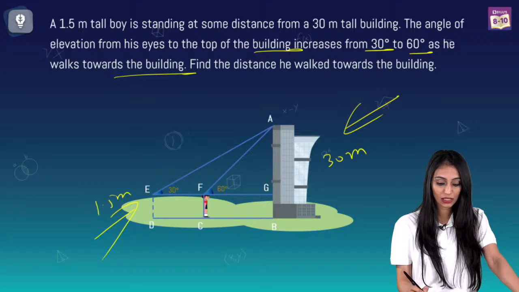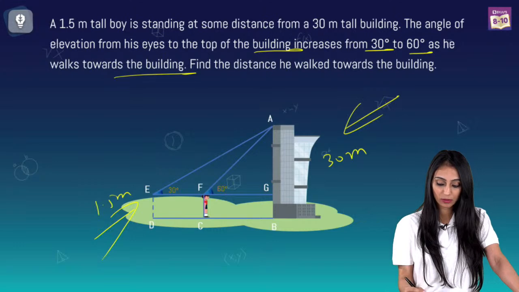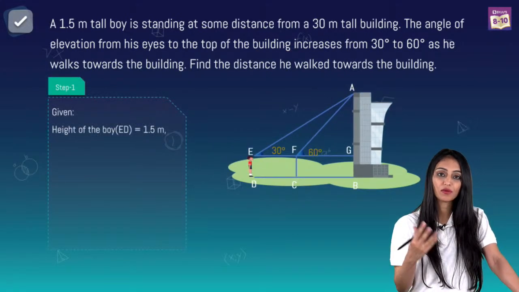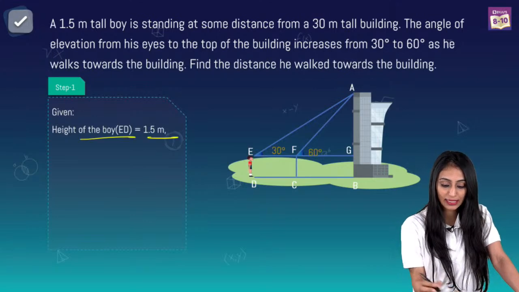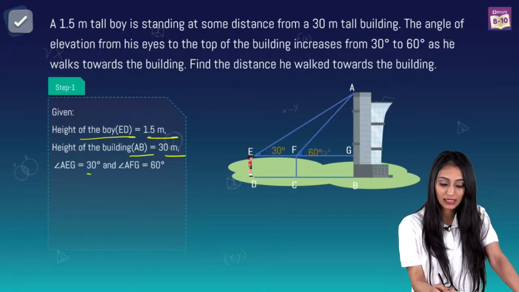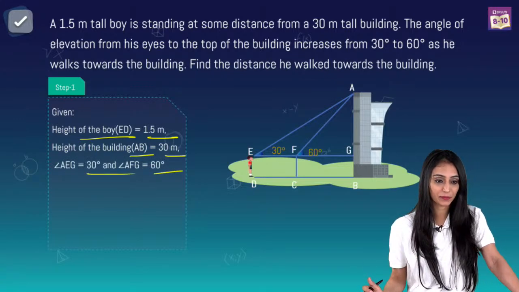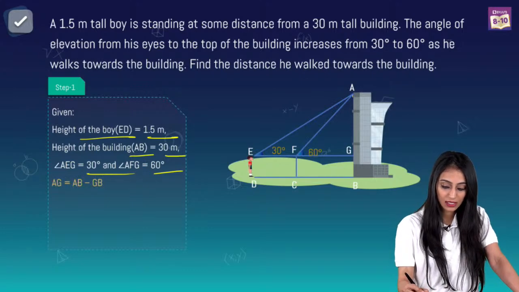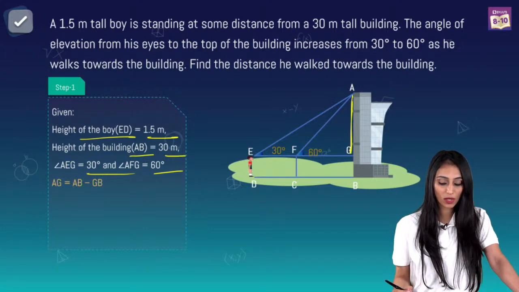Okay, now let's label it. So this is A, E, D, F, this is F, C, G, B. You can just label the figure. Once it is labeled, you just have to mention what information is given in the question: height of the boy ED, that's 1.5 meters, height of the building AB, that's 30 meters, and then you mention the angles that we have here.